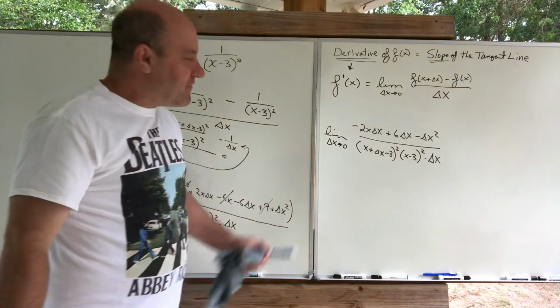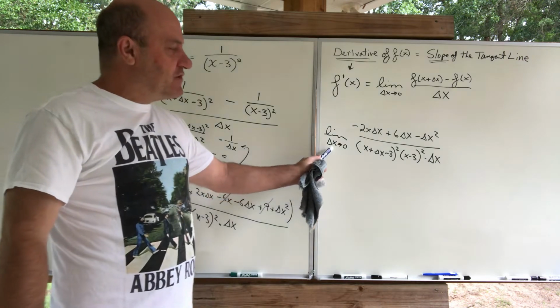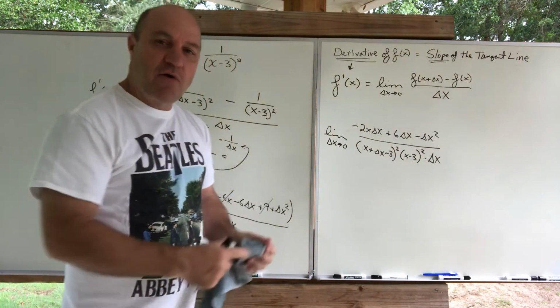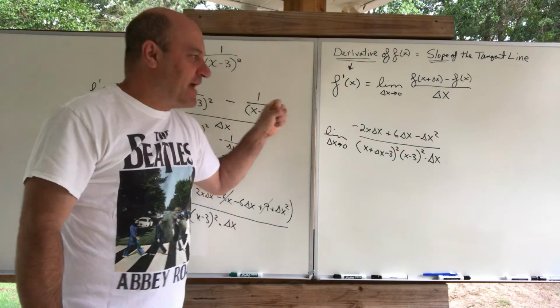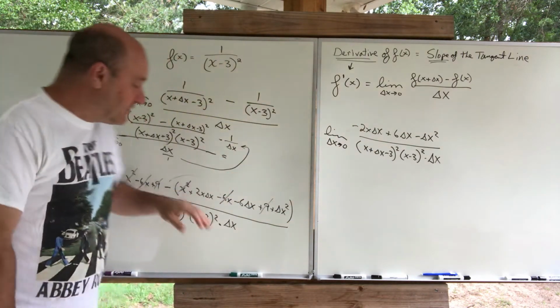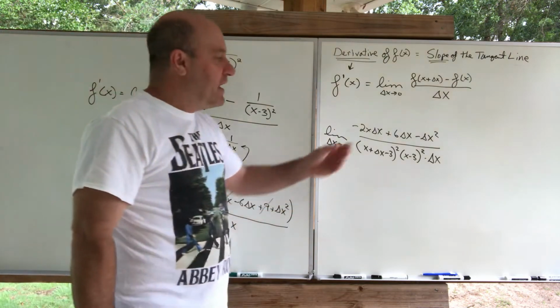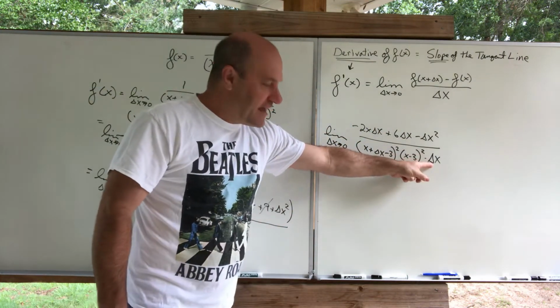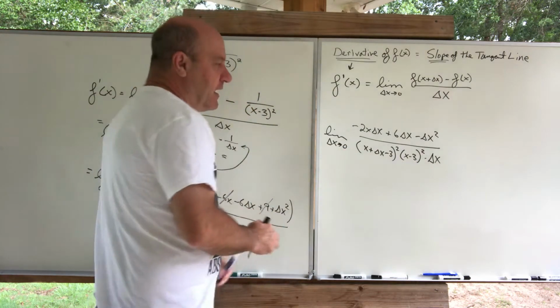If I try to do this limit as Δx goes to 0, I still get 0 over 0. Maybe you can see that. So here we factor out that Δx. Everything that didn't have a Δx canceled, which is pretty typical. Now I'm factoring out this Δx, and it'll cancel with this Δx. Then I'll be good to do the limit.